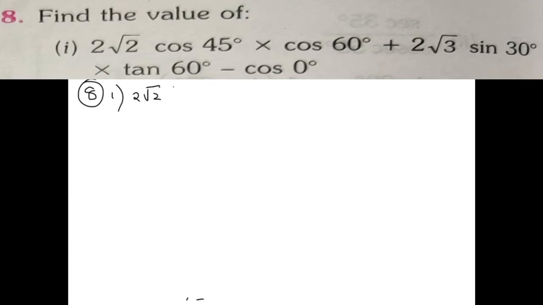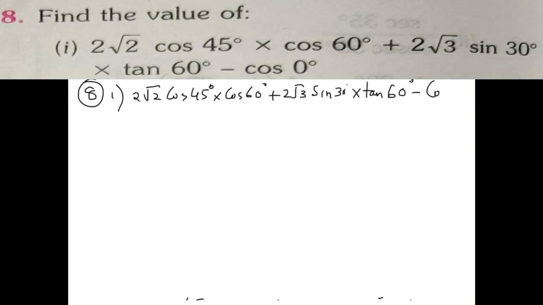It is 2 root 2 cos 45 degree into cos 60 degree plus 2 root 3 sin 30 into tan 60 and minus, it is cos 0 degree.